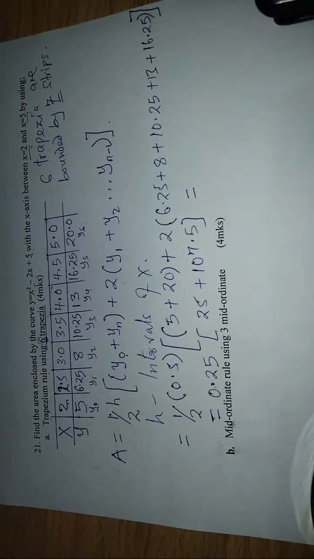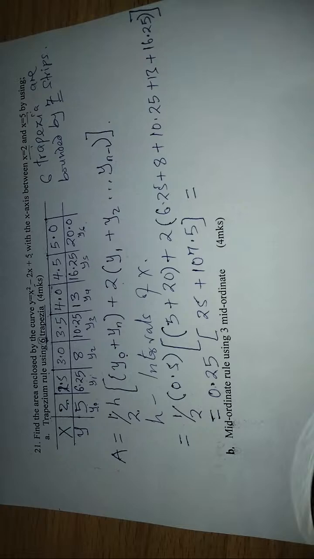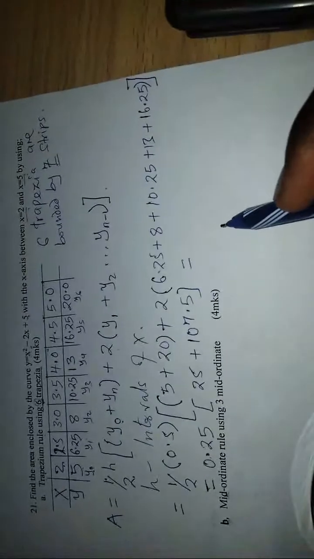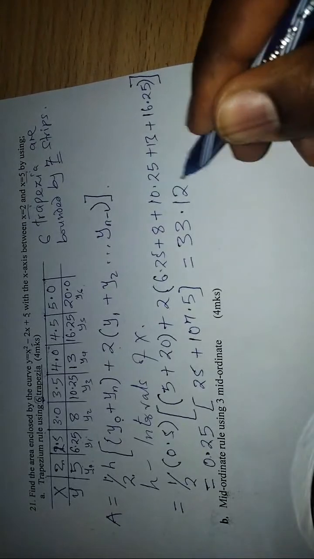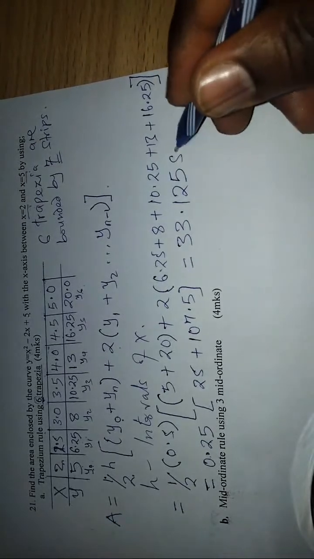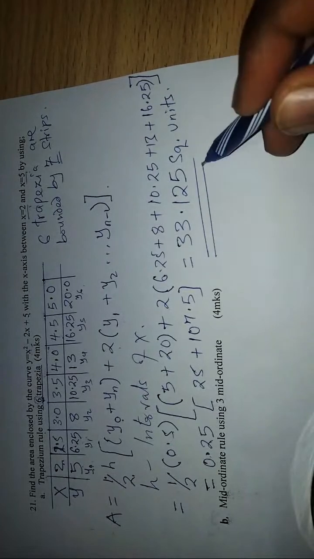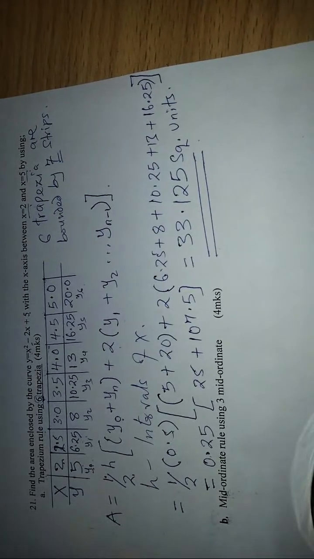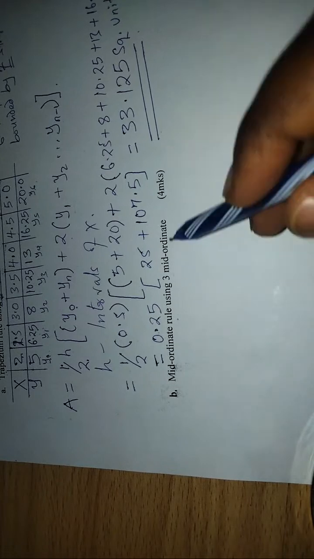Then now I can get the answer. I'll add this to 25, then I multiply by 0.25. This gives me 33.125 square units. Now the next is use of the mid-ordinate rule using three mid-ordinates.